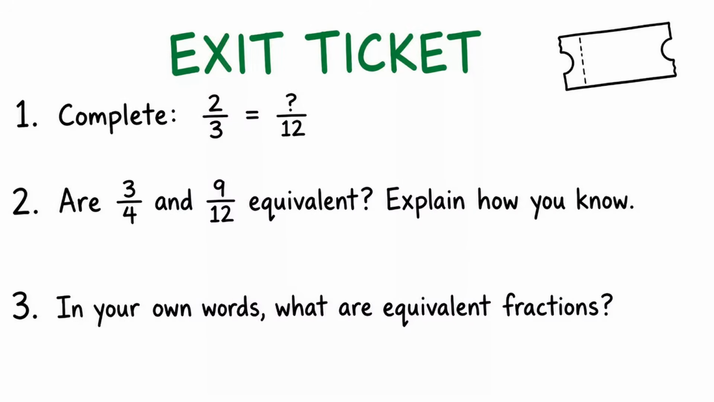Before you go, complete this quick exit ticket. First, find the missing numerator in 2/3 equals something over 12. Next, decide whether 3/4 and 9/12 are equivalent. Finally, explain equivalent fractions in your own words. You can say your explanation aloud or write it down. If you can show that 2 fractions represent the same value and explain how you know, then you've met today's learning target.